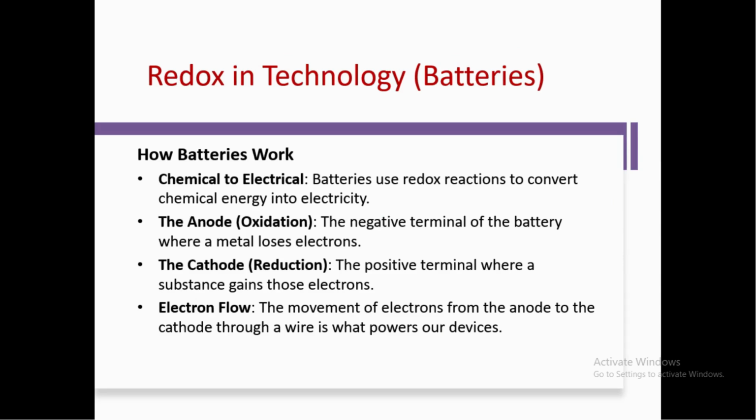Redox in technologies like batteries, for example, how a battery works. It converts chemical to electrical energy: batteries use the redox reaction to convert chemical energy into electricity. The anode, which is the oxidation, is the negative terminal of the battery where a metal loses electrons. In the cathode, which is the reduction, the positive terminal, a substance gains those electrons. So the electron flow, the movement of electrons from the anode to the cathode through a wire, is what powers our devices.